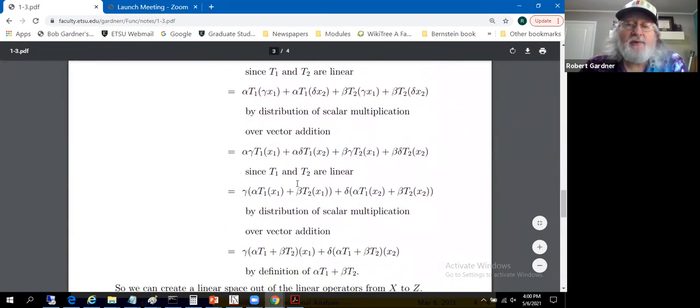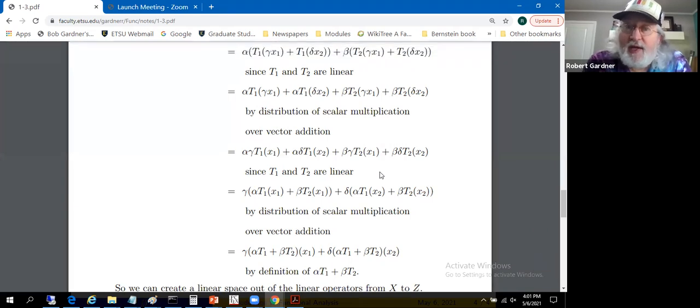Now let's bring those scalars out. T1 is linear, so we can bring the gamma out here and the delta out here. T2 is linear, we can bring the gamma out here and the delta out here. So we've done exactly that. Alpha, delta, alpha, gamma, alpha, delta, beta, gamma, beta, delta. Linearity, two properties of a linear transformation. You can break it up over vector sums and you can bring scalars out. Definition of that.